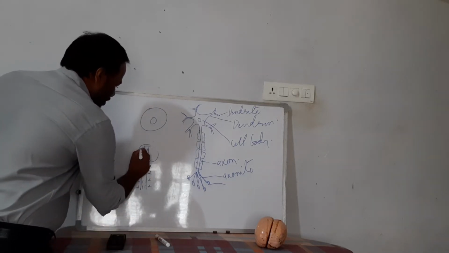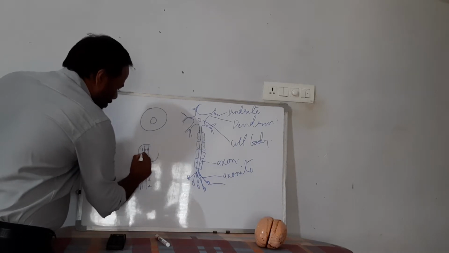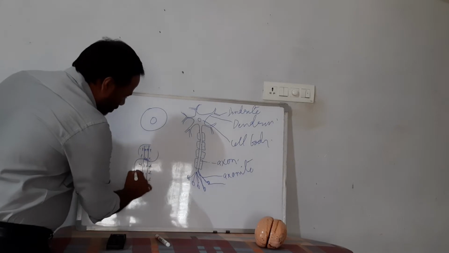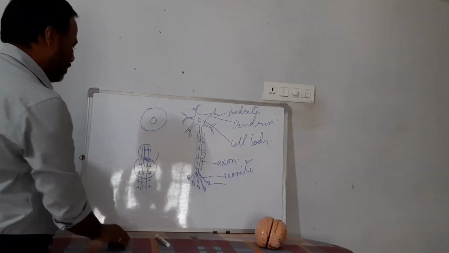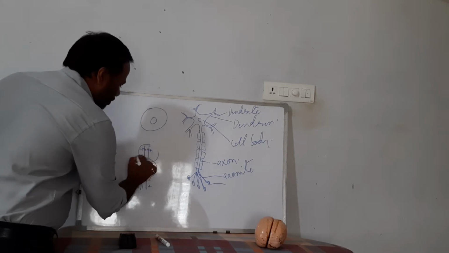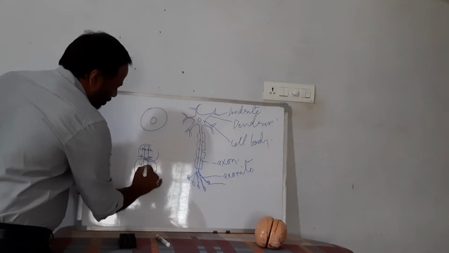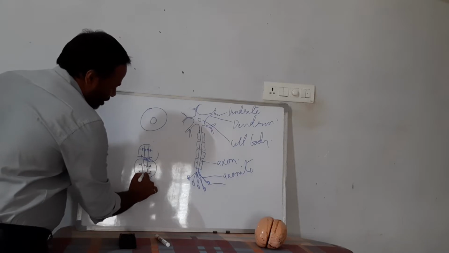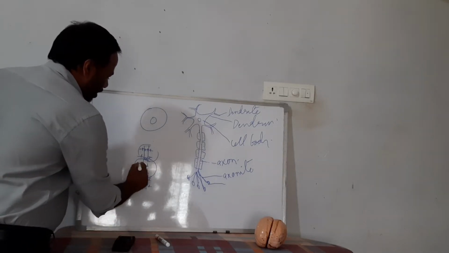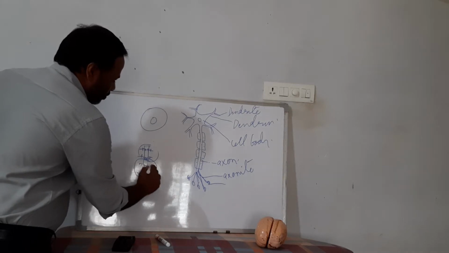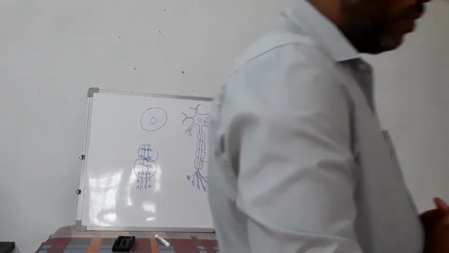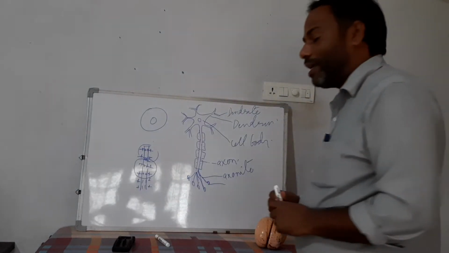See, negative, like this. When the impulse is reaching here, it is going very fast. At that time, here becomes positive, and inside negative. Here it changes: inside positive, outside negative, like this. Like this, it reaches up to the brain. Understand? Now you may have a doubt.